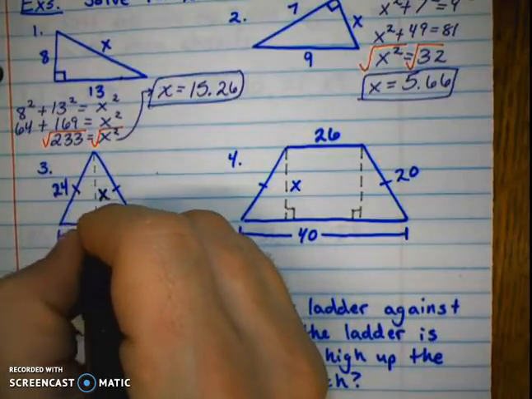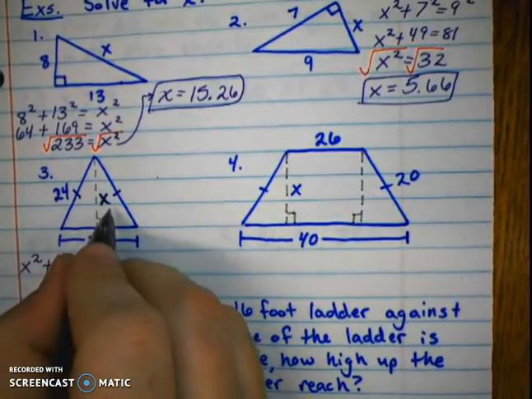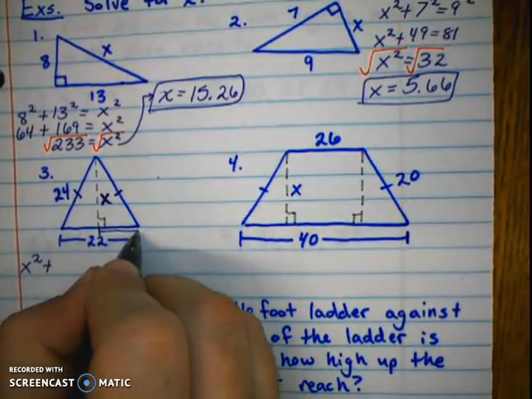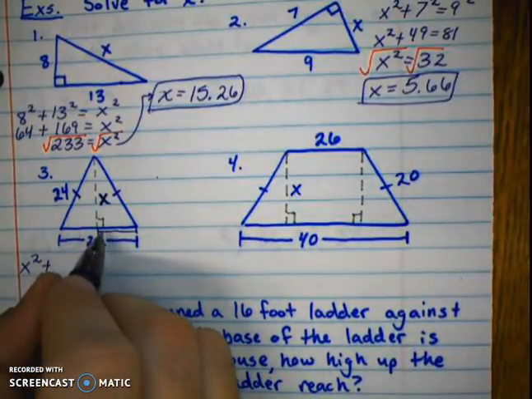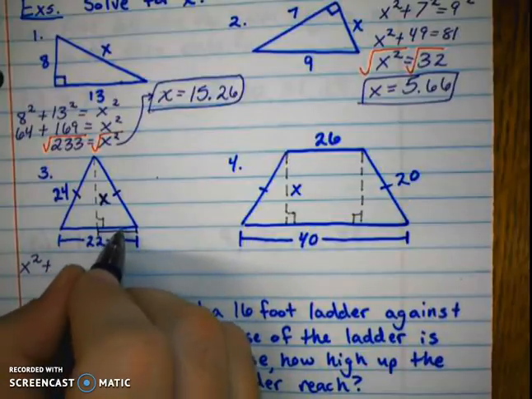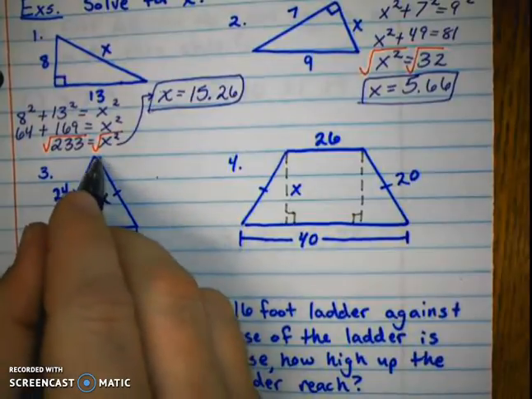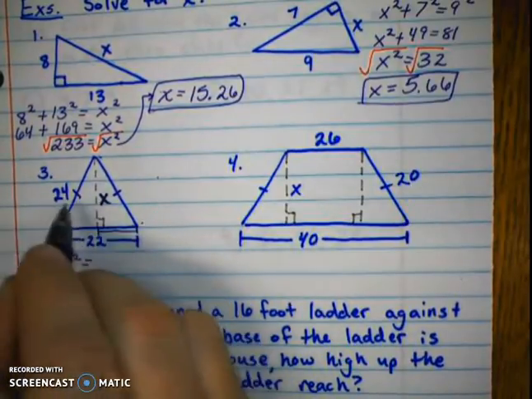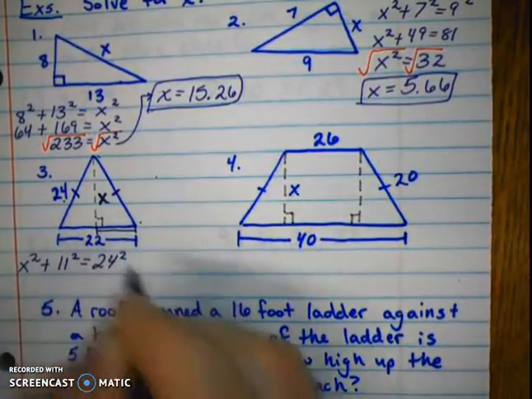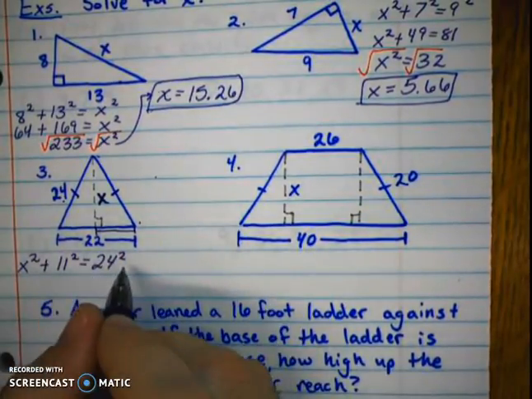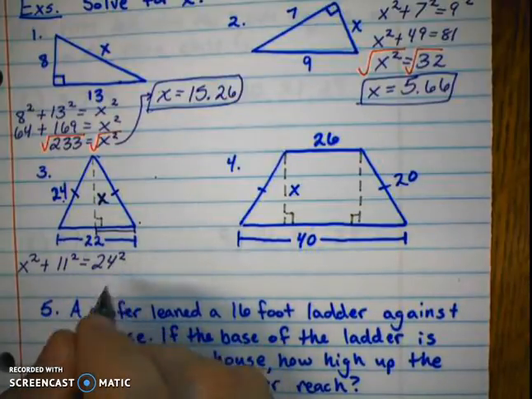Okay, x is going to be one leg of the triangle. The other leg just goes from here to there. Well, the entire bottom side of that triangle is 22, so from here to here you should recognize that's 11. That's half of the 22. So we're going to be plus 11 squared. And then this would be your hypotenuse, which is the same as this side on this side, which is 24. So we're going to set that equal to 24 squared. Now go ahead and solve that for x. Again, pause the video to give yourself time to do that. Alright, this is what you should get.